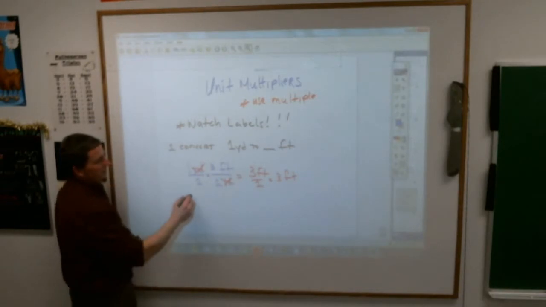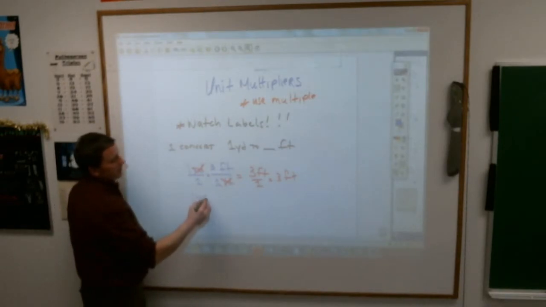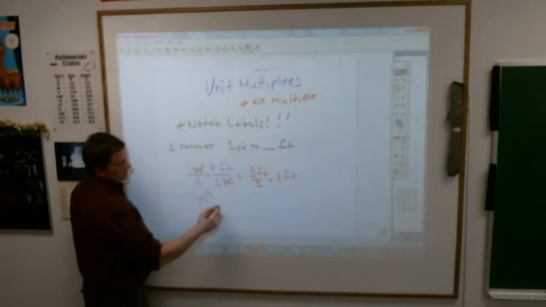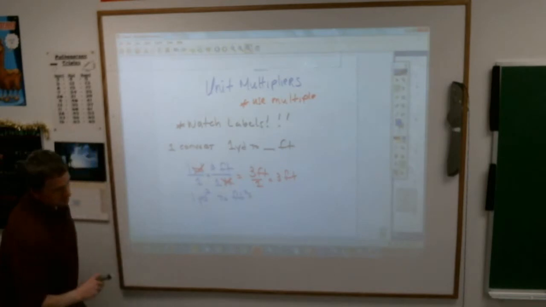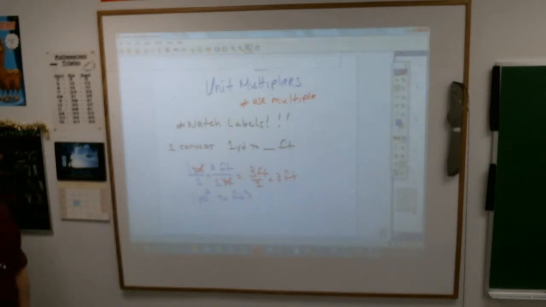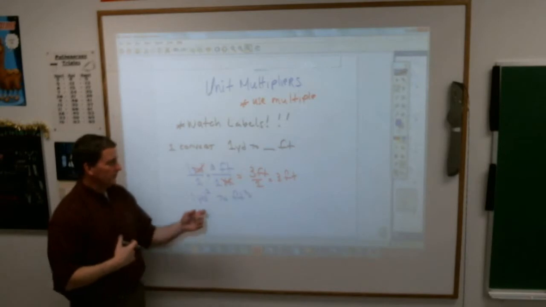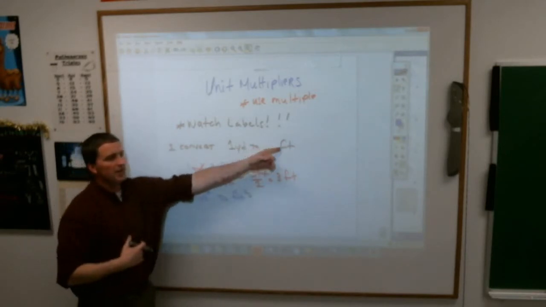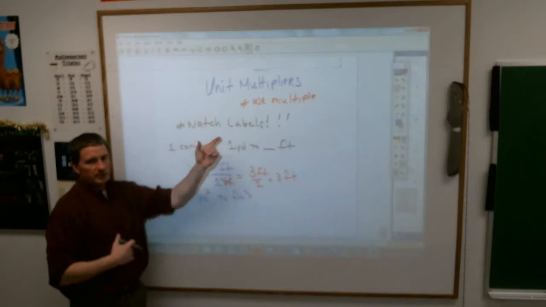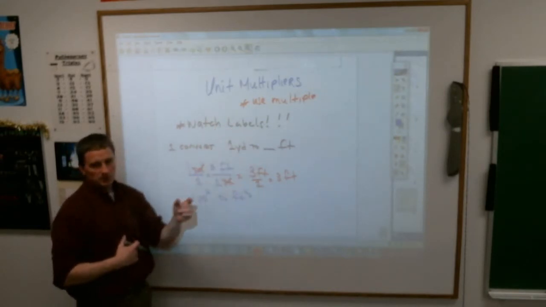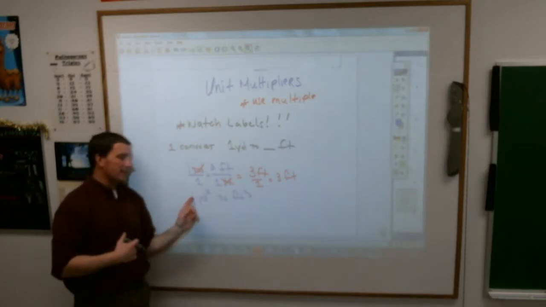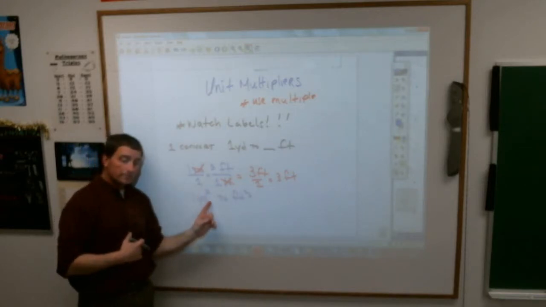Okay, what if it is change 1 yard squared to feet squared? Let me ask you a question. What is the difference between this problem and that problem? The answers will not be the same, just so you know. What do you notice? The bottom one has an exponent. And where is that exponent? Is the exponent next to the 1 or is it next to the label?